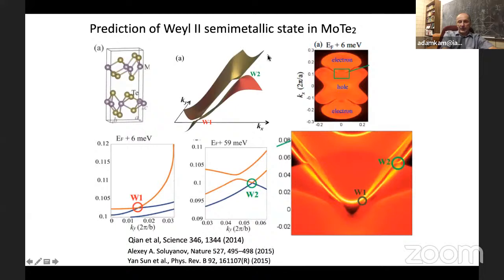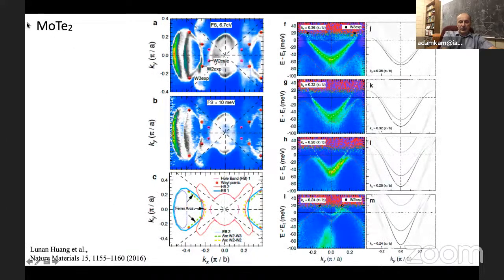The prediction for the type 2 Weyl metal was more difficult because it was in a material that was very difficult to grow. Molybdenum ditelluride was in a special metastable phase, but there were clear predictions of the presence of the Weyl points. And indeed, we were able to obtain those samples and measure them with ARPES. And we observed the presence of Fermi arcs connecting the Weyl points.